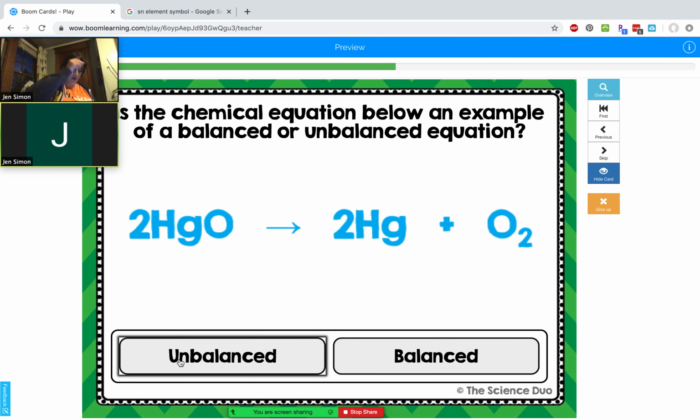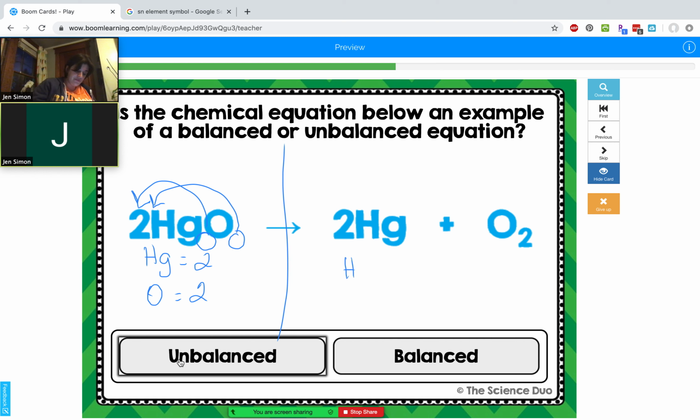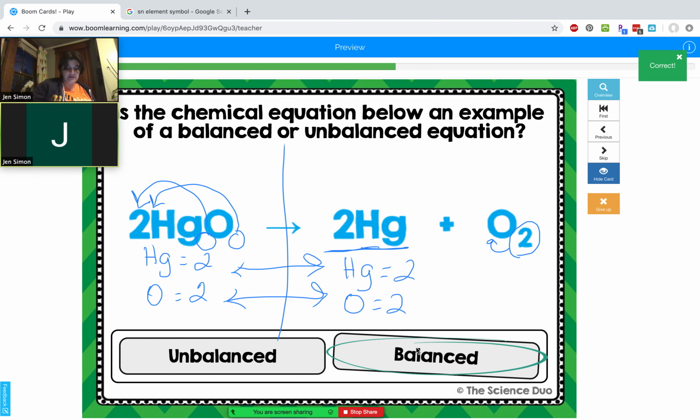Is the chemical equation below an example of balanced or unbalanced? So let's do this one again. Hg is mercury and O is oxygen. So here I have no Hg subscript times the 2. That's going to give me 2 Hg, and the same with my oxygen, no subscript times the 2 coefficient gives me 2. Over here, Hg, I have just a coefficient of 2, so I have 2 Hg, and then over here with my oxygen, I have a subscript, so that tells me that oxygen has 2. Again, since my numbers line up and are equal, that is balanced.